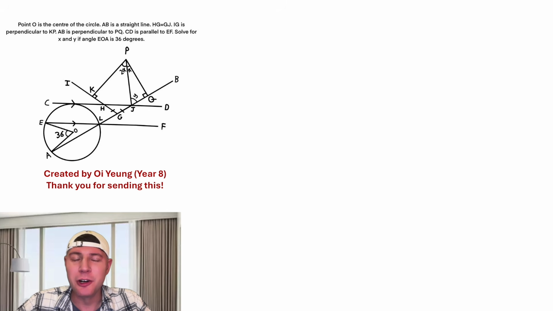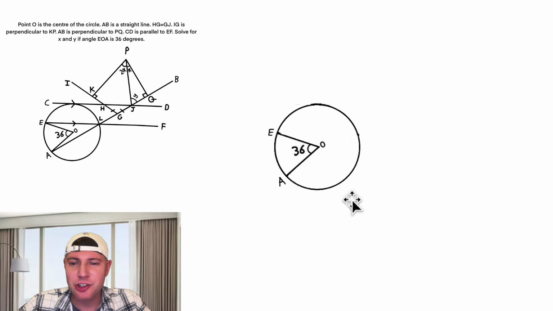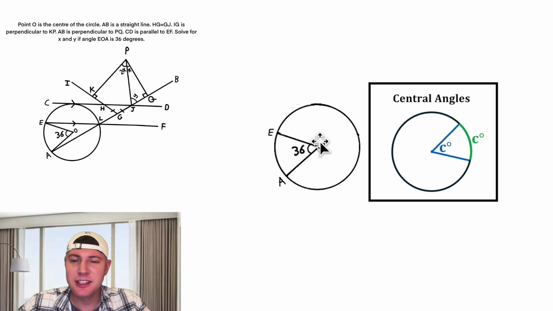And if you want to try it on your own, pause it right now, because I'm going to solve it in 3, 2, 1. First, I want to copy down just the circle and this angle. Using these notes, since the central angle is 36 degrees, this arc will also be 36 degrees.